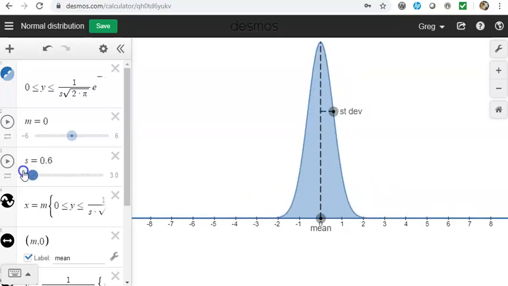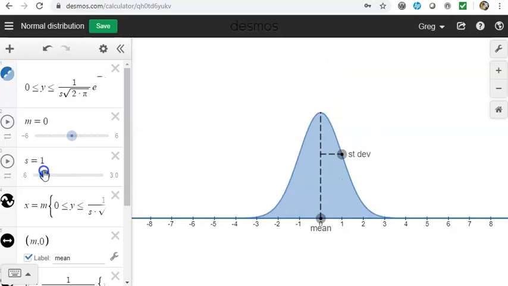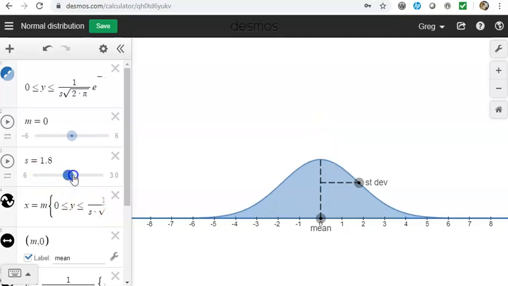So this one, the standard deviation is about 0.6. You can see here is a 1. And you can see that my dot for the standard deviation, this point is right over the 1. If I make the standard deviation 2, now this dot is right over the 2, and so on.